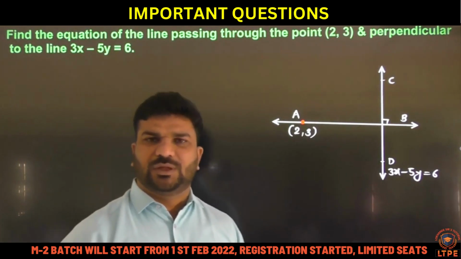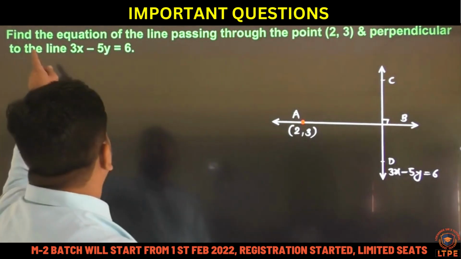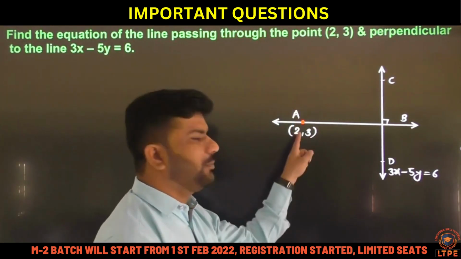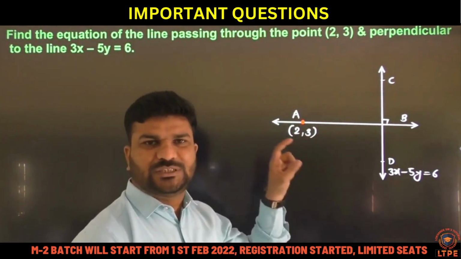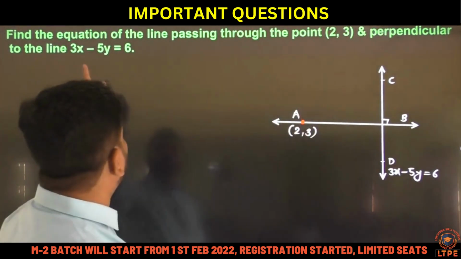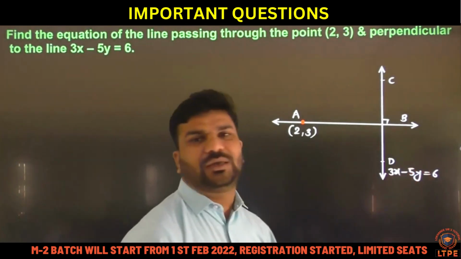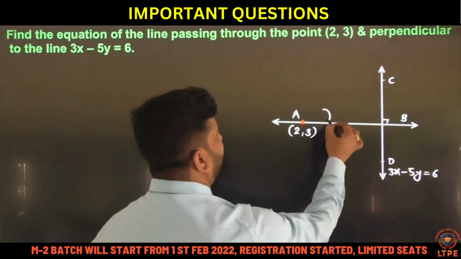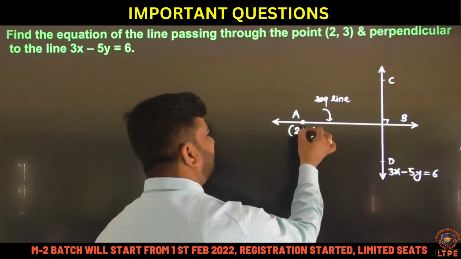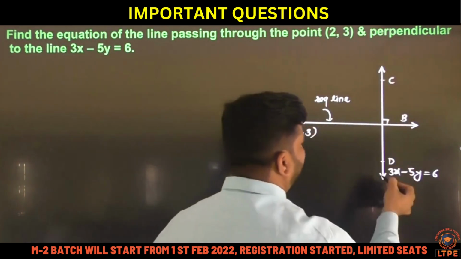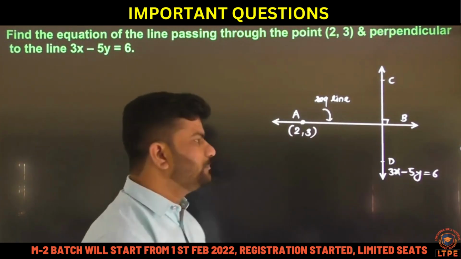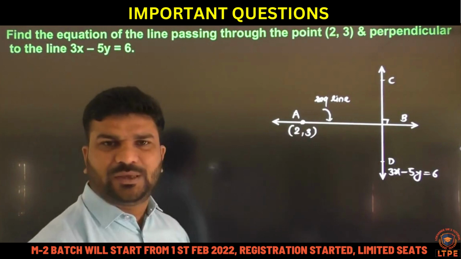Okay. So, what is the given condition in the problem? Find the equation of a straight line passing through the point (2, 3) and perpendicular to the line 3x minus 5y equal to 6. So our required line is passing through the point (2, 3) and perpendicular to that line. So, how to find the equation of a straight line?